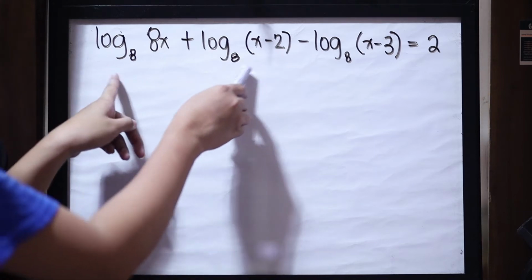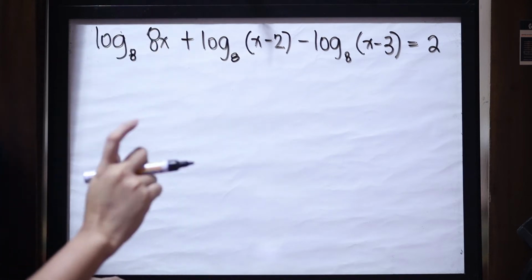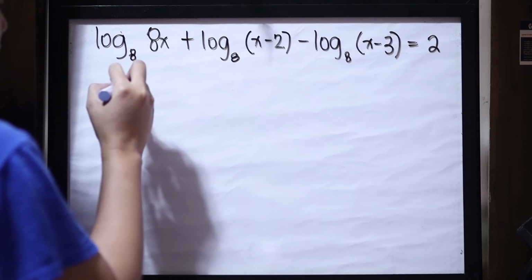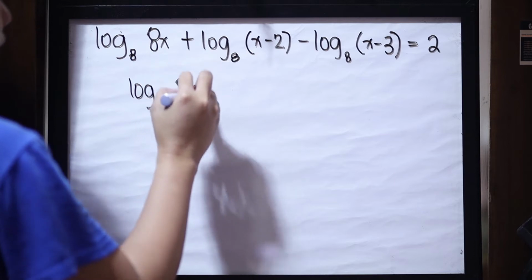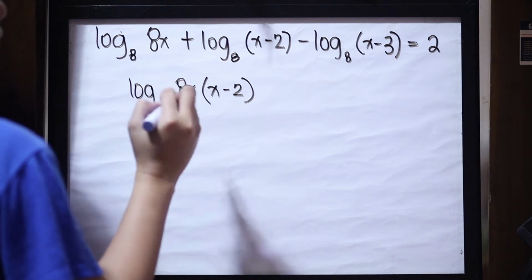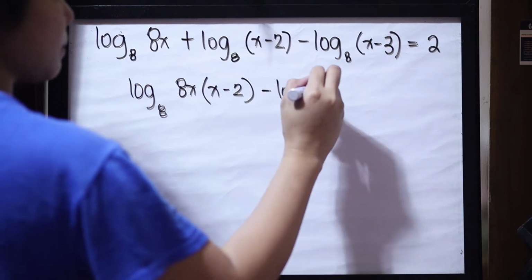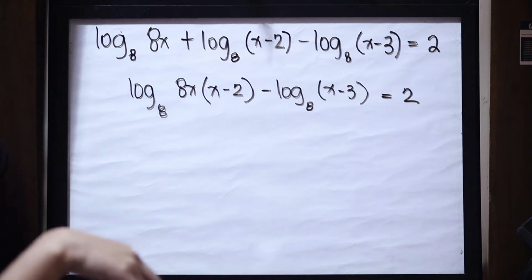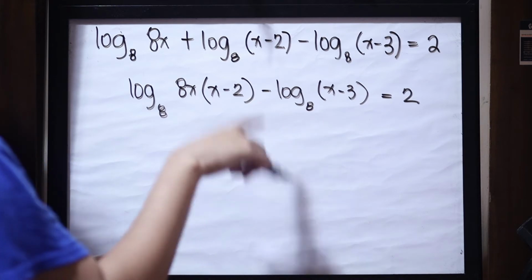Una, dito muna tayo sa addition. So, yung logarithm, we rewrite this as one dahil addition, di ba, pag nag-a-add, nagmumultiply tayo nung mga arguments. So, what we're going to do is rewrite logarithm of 8x multiplied by x minus 2 to the base 8. Ito na yon, yung dalawa combined, minus logarithm of x minus 3 to the base 8 is equal to 2.